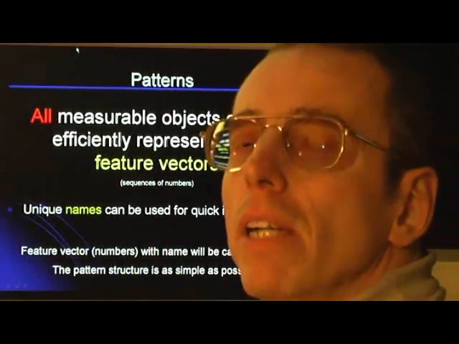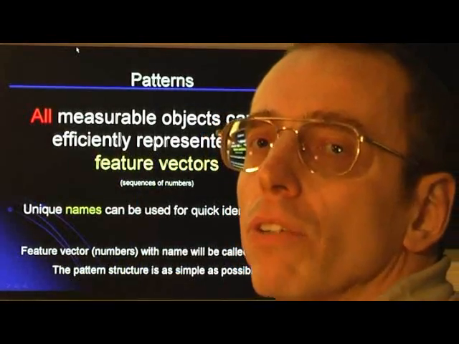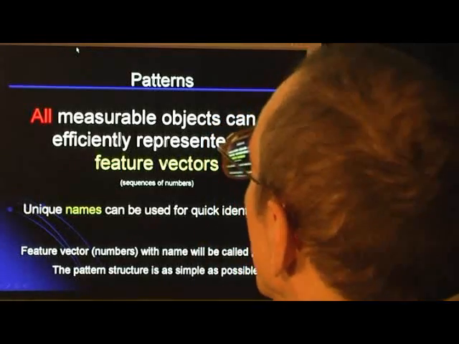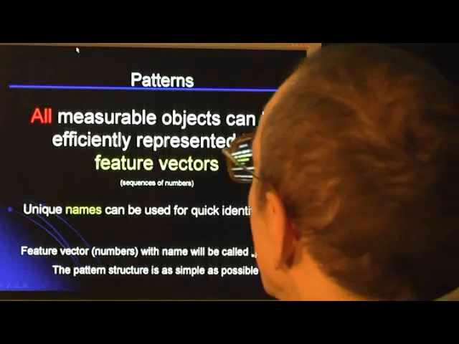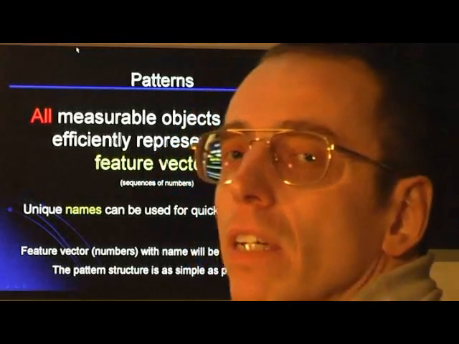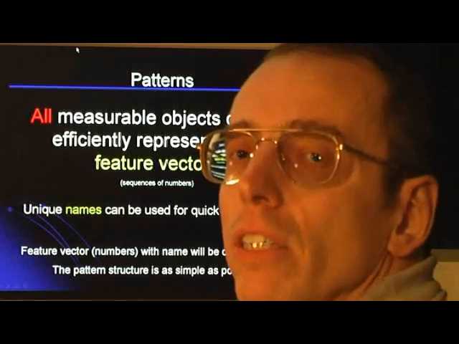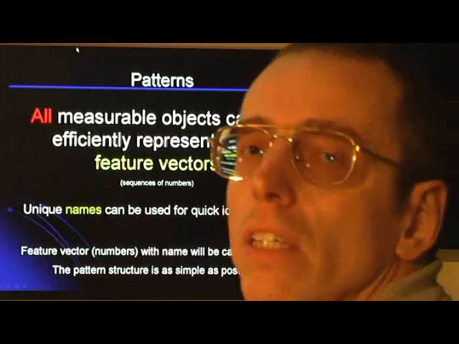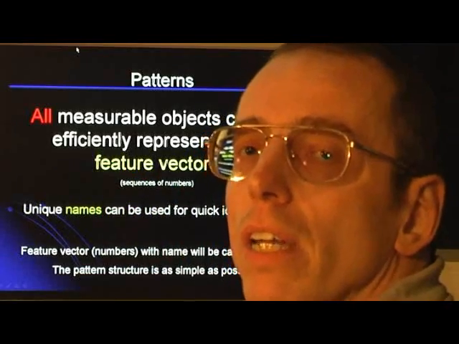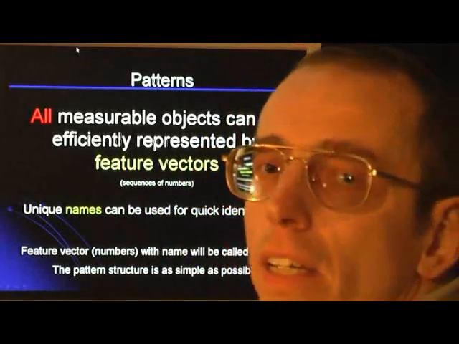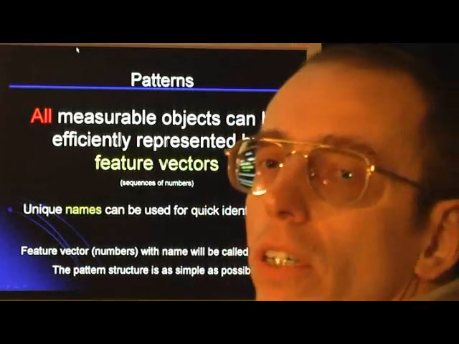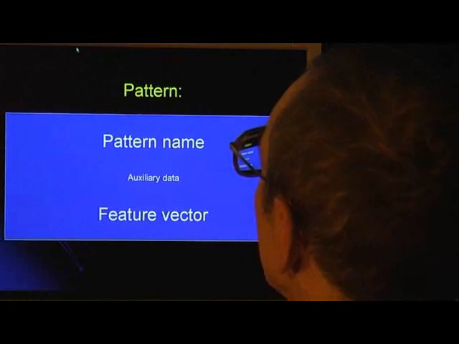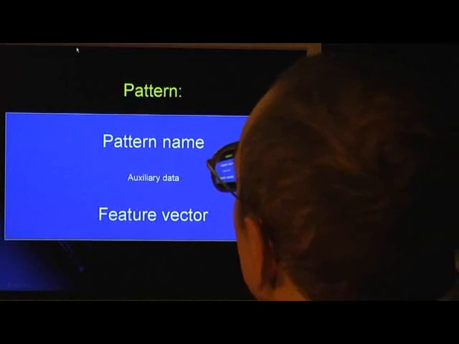So you can make similarity search for all measurable objects and for more, because all measurable objects can be very efficiently represented by sequences of numbers or feature vectors. And unique names can be used for quick identification. The most efficient way to identify some object, some feature vector, is to give the object a name. Subsequently, a feature vector with name will be called pattern. The pattern structure is as simple as possible to introduce numeric web search.